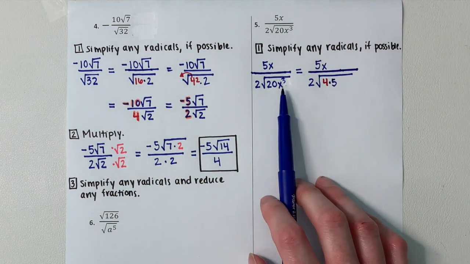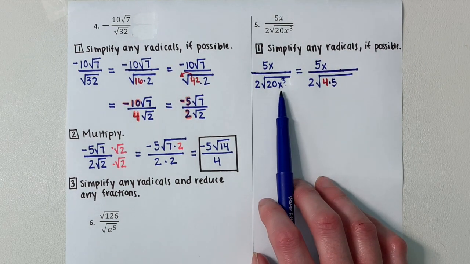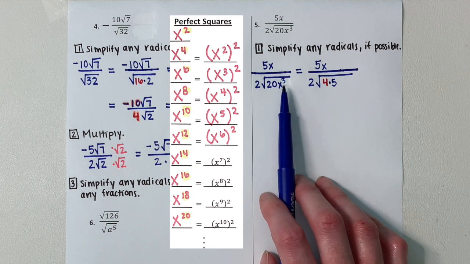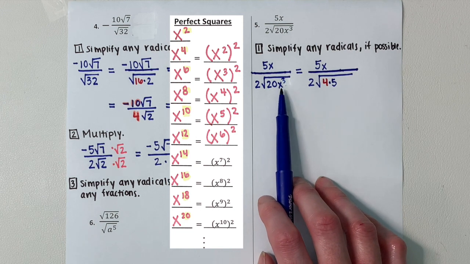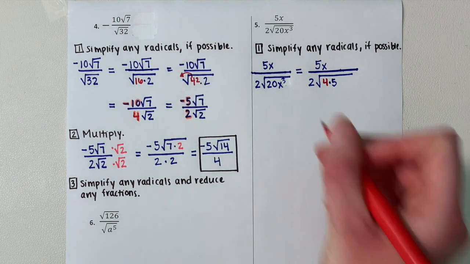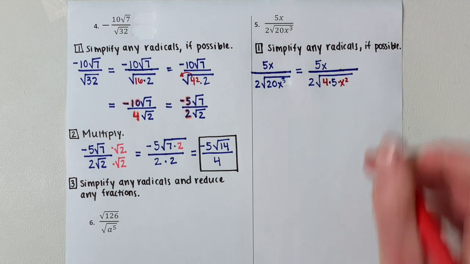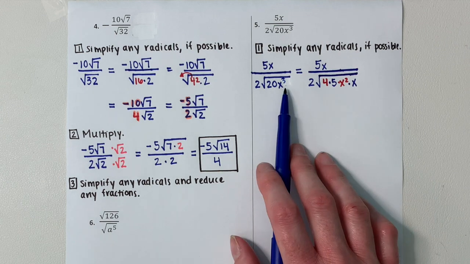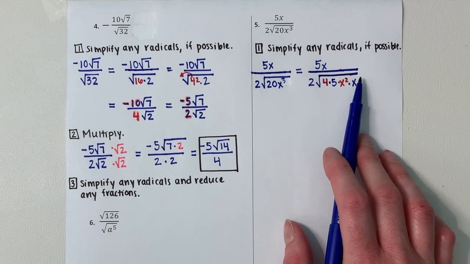Then we need to look at x cubed and ask, is x cubed a perfect square? It is not. If you look at our list of perfect squares, you won't see x cubed on that list. Remember, a variable will be a perfect square if its exponent is a multiple of 2. 3 is not a multiple of 2, so this is not a perfect square. The largest perfect square that multiplies evenly into x cubed is x squared. So let's rewrite x cubed as x squared times x. X squared times x is equivalent to x cubed because if you add the exponents, 2 plus 1 will give us 3.